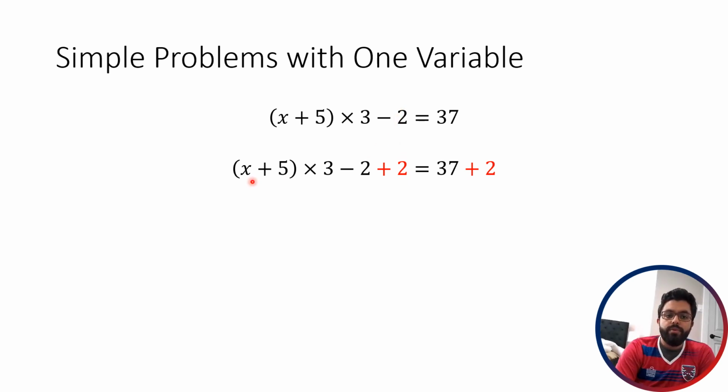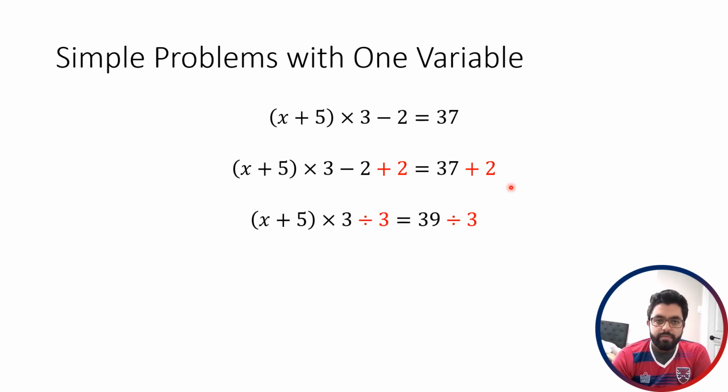So we end up with x plus 5 in brackets times 3 minus 2 plus 2. And this minus 2 plus 2 is going to vanish. It's going to turn into a 0. And then on the other side, we've got 37 plus 2, so that becomes 39. Now, because we've got a slightly longer problem, I've smushed a couple of the steps together. So this minus 2 plus 2 just disappears. This whole thing is just gone.